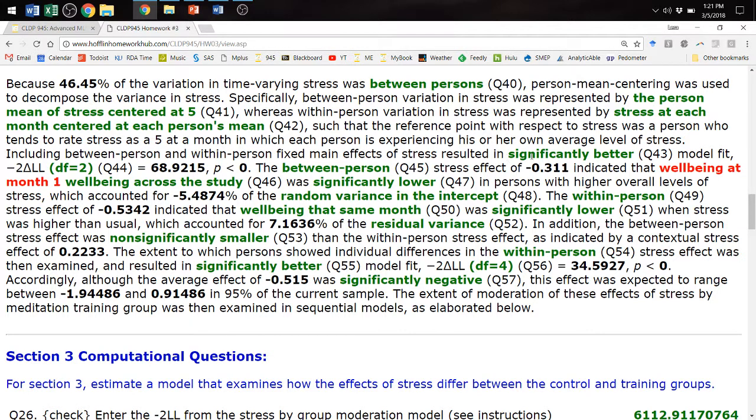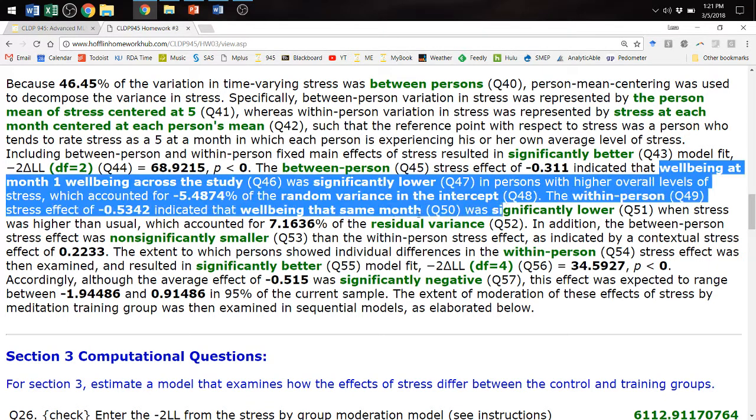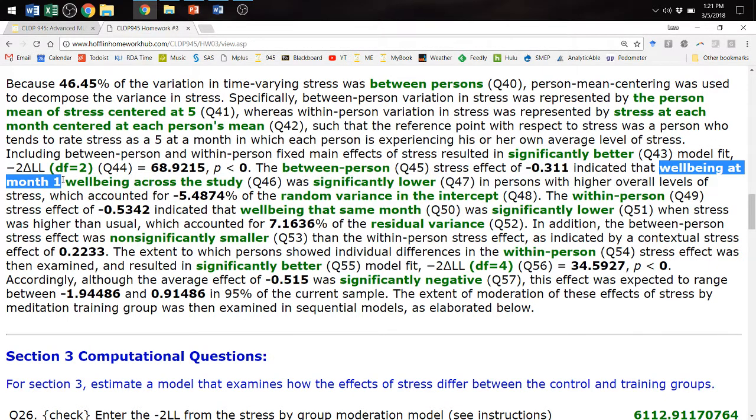So we added 2 effects, so that means the model got better or not better as a function of whether or not that was significant. And your homework is designed so that all of you follow the same story, so you all would have found that it was significant. The between person effect indicated that it should be well-being across the study, whereas this person that I'm looking at here incorrectly put well-being at month 1. Now, why isn't it month 1 specifically?